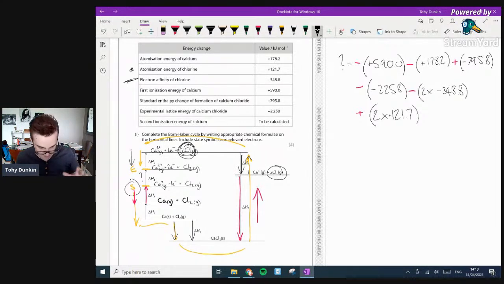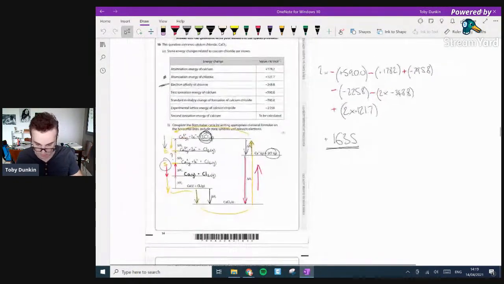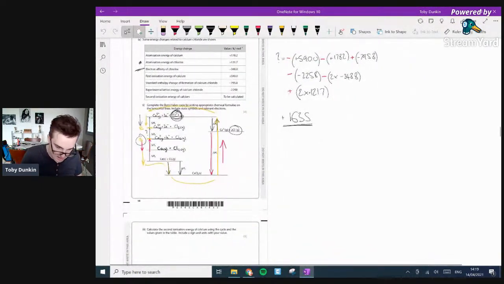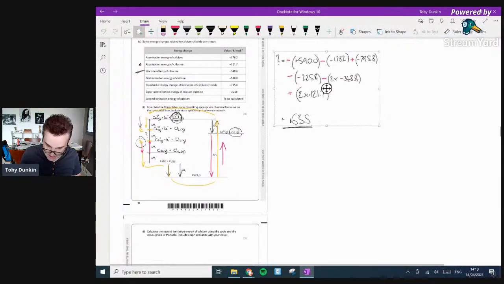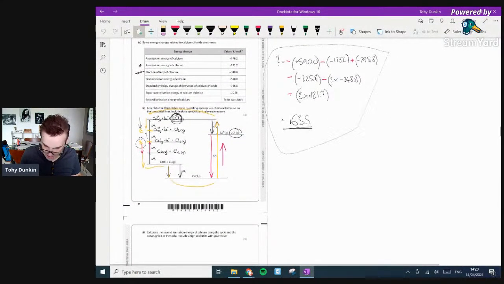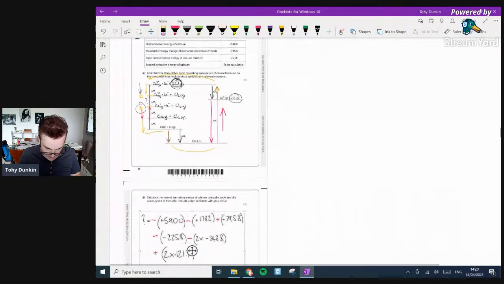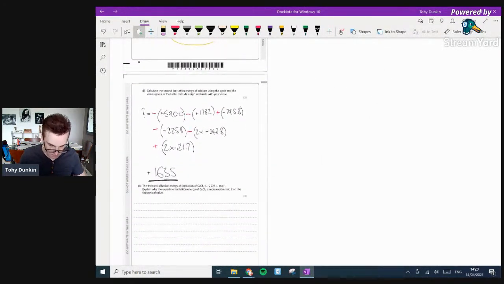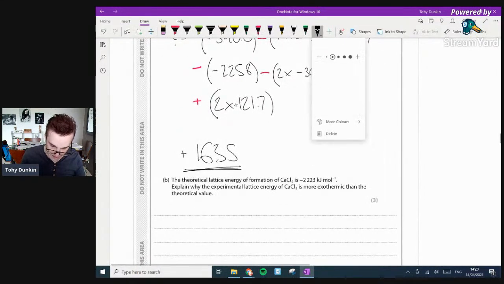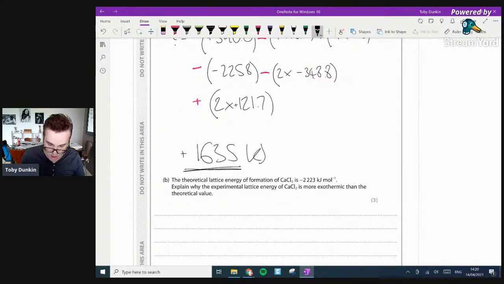And I have just got the second ionization as an enormous value of 1,635 positive, which is very reasonable for removing the second electron from calcium. So I'm now going to take that whole set of working out, which I would have written down, by the way, in the space. It's going to move down here, because that's where all my marks come from. It did say include my units, which is kilojoules per mole. And I'm done. Moving on.